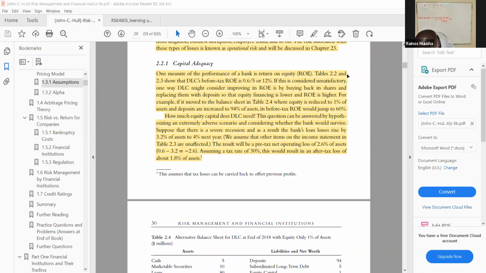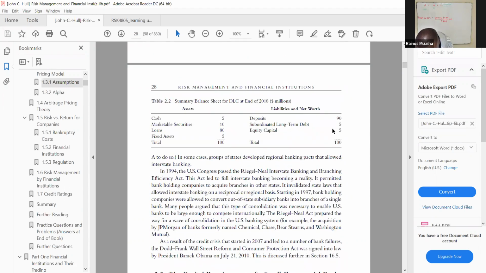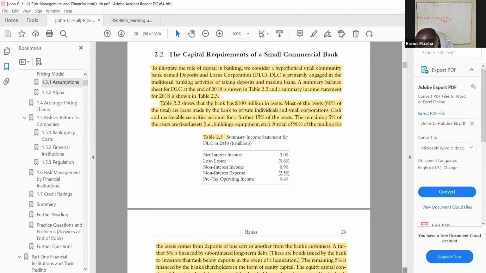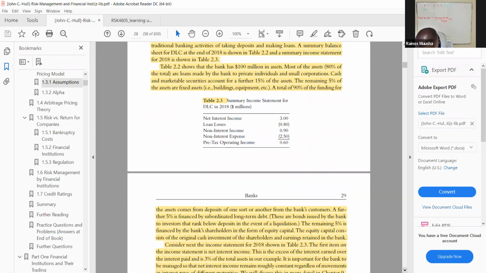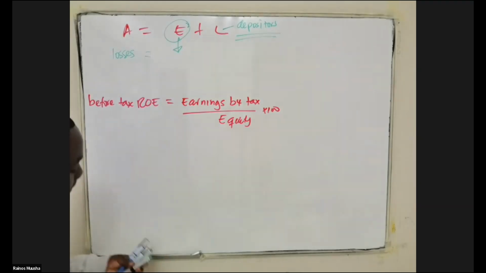Based on the information they give us, in the assumed example our profitability, our pre-tax operating income, is 0.6, and the value of equity is 5 million. The pre-tax operating income is equal to 0.6. That's why they say the before tax return on equity is 0.6 over 5, and 0.6 over 5 means your pre-tax return on equity is going to be equal to 12%, because you multiply 0.6 over 5 by 100.